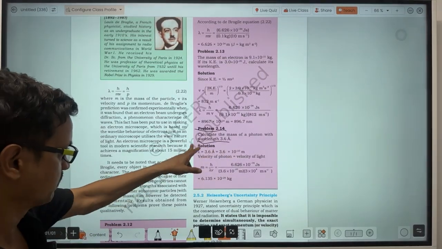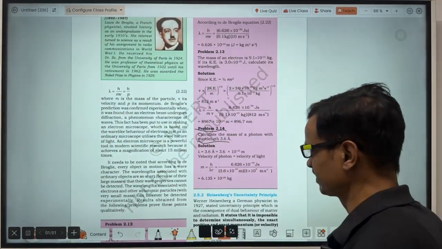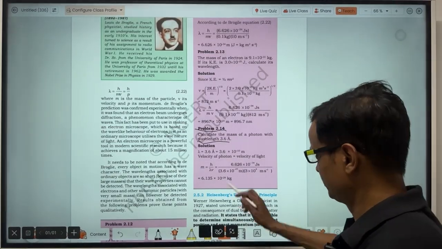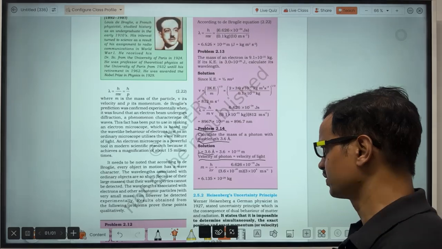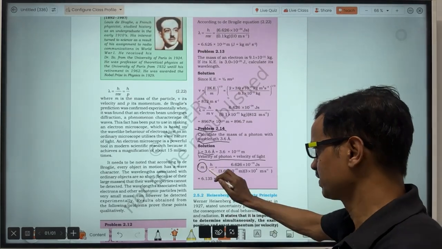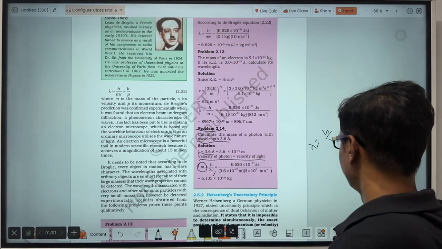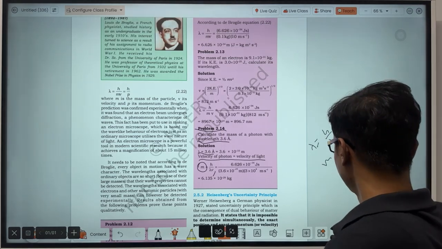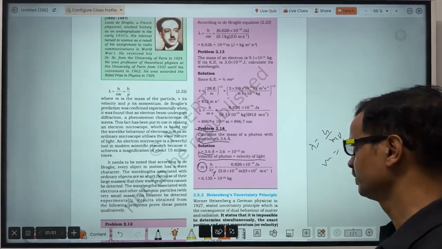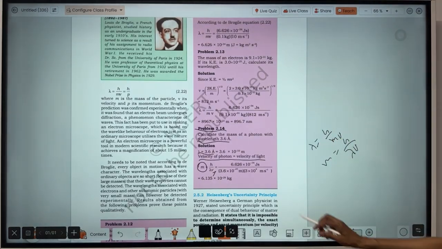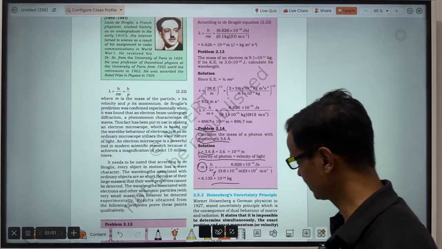Okay, mass of photon with this much wavelength, so velocity is given here, and in the book it is already very easily solved. Lambda is this much, velocity of photon is the velocity of light, so mass will be h upon lambda v, because lambda equals h upon mv. So m will be equal to h upon lambda v. Data has been put and the answer is completed.